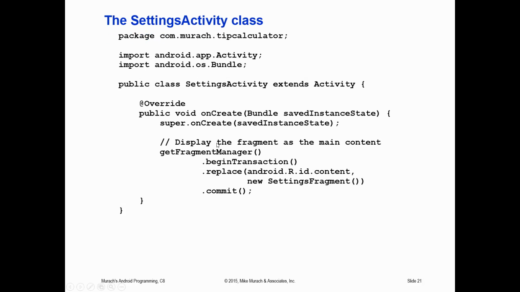Then there's another example. In this one, it shows how to add a fragment to an activity. From an activity, you can use the fragment manager object to replace the content of the activity with a specified fragment. All activities must also be declared in the AndroidManifest.xml file.